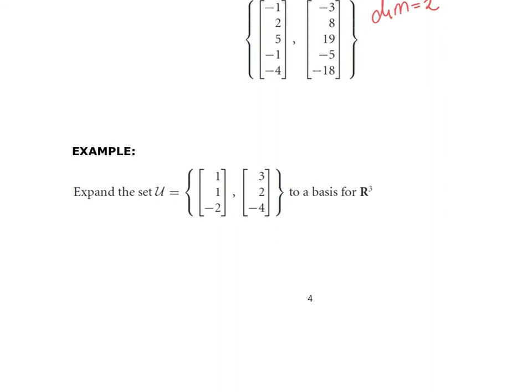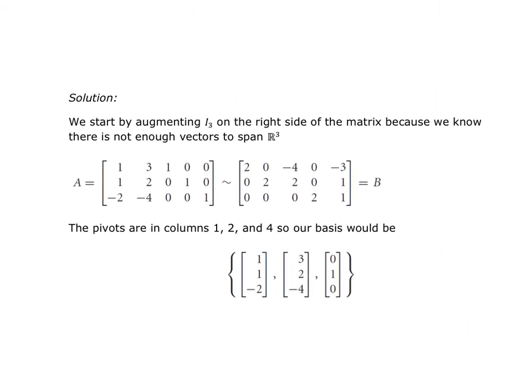Now let's take a look at this example in which I have a set of vectors, and I want to expand it so it spans all of R3. Right now, at most, if these are linearly independent, I'm only going to be able to span R2 because I only have 2 vectors. Remember, my dimension tells me how much I'm going to span. So I need a third vector. The way in which I add a third vector is I start out with my original 2 vectors, and then I augment on an identity matrix of size 3. Then I do the reduced row echelon form, and what I end up with is a pivot in the first column, the second column, and this fourth column.